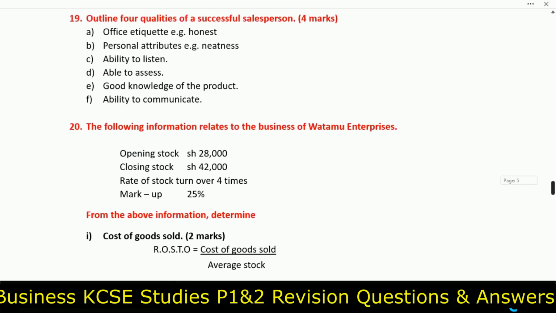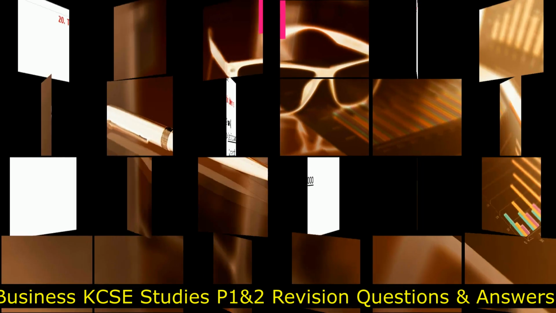Question number 19. Outline 4 qualities of a successful salesperson. Number 1, office ethics, e.g. honest. Number 2, personal attributes, e.g. neatness. Number 3, ability to listen. Next, able to assess. Number 5, good knowledge of the product. Next, ability to communicate.